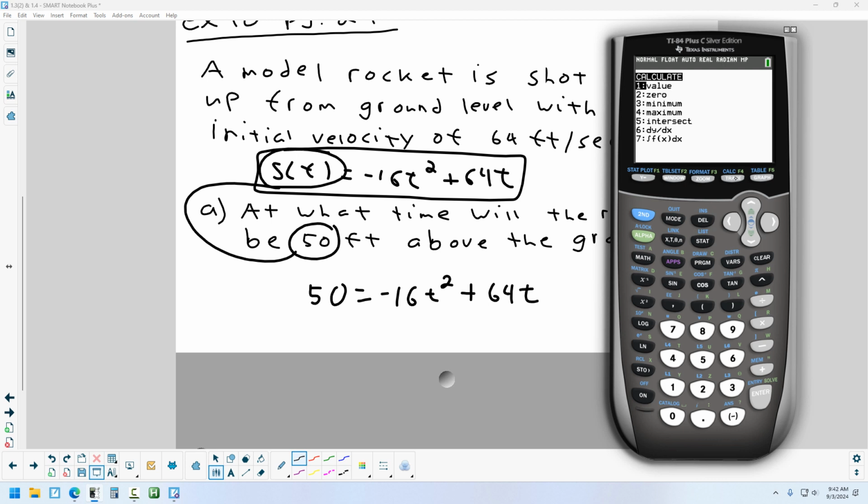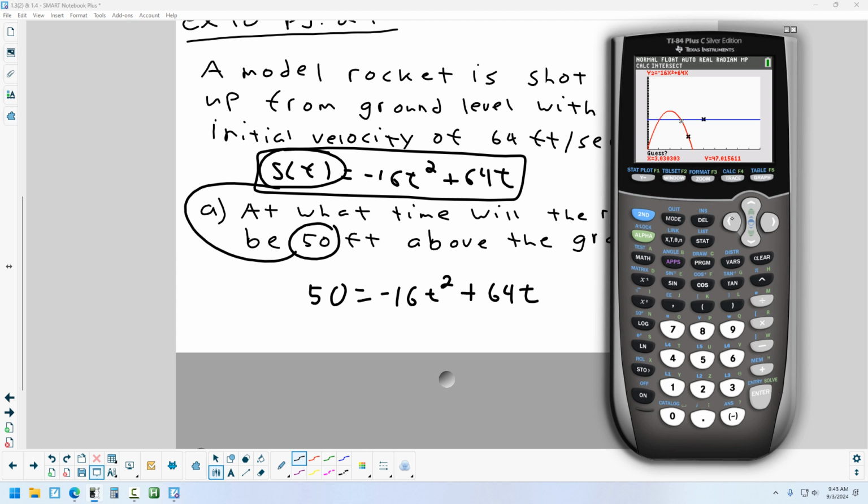Intersect. Yep. Now, the first curve can be anywhere on the blue. The second curve, it's off the screen, but if you press the left arrow, it'll come back on. It can be anywhere on the red. And now the guess is important, because the calculator can only give you one intersection point at a time. Okay, I'm going to do the one that's on the right.